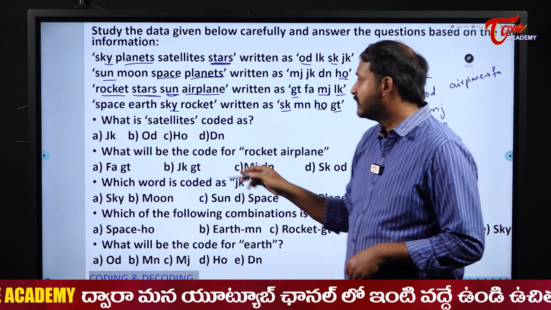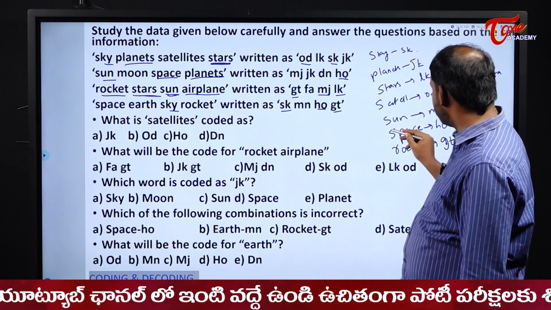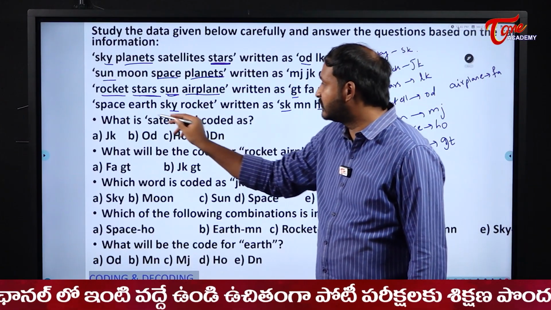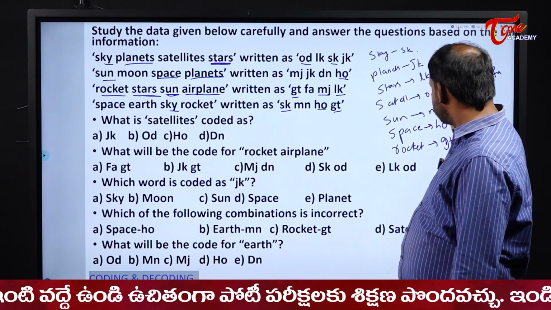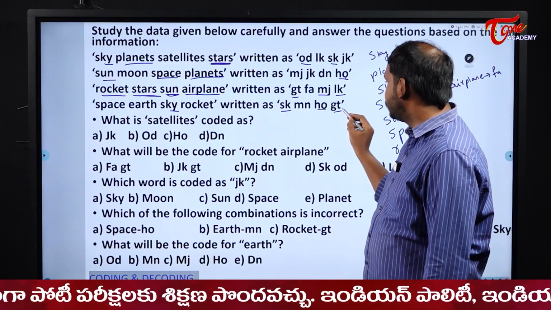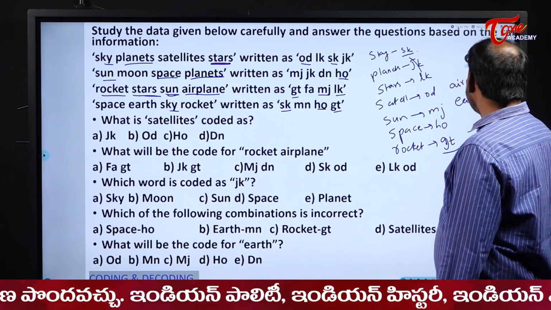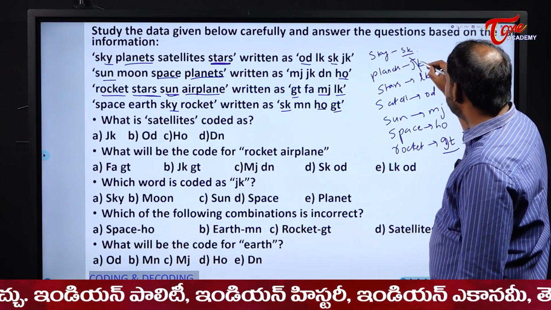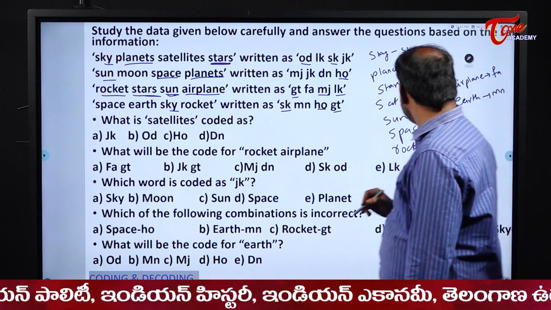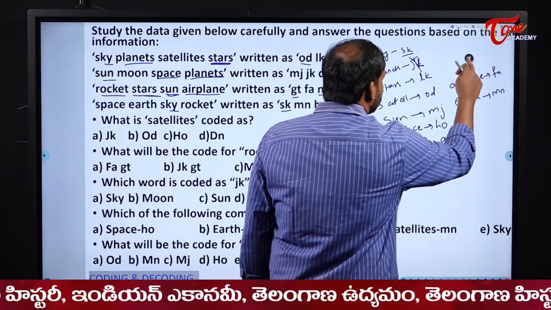Okay, sir. Next, space. Do we have space anywhere? Yes, the space code we have already written. Space is HO. Next, earth. Sky and rocket are also done. Rocket is GT. Sky is SK. GT and SK, so MN. So the code for earth will become MN. Like this, we have written the codes for all the letters which are required for us.